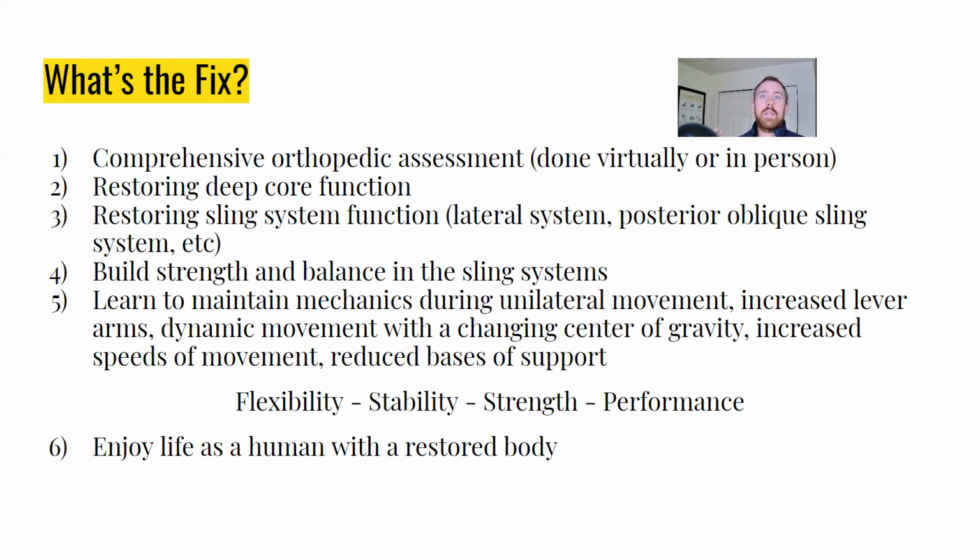Now, the last step of the formula here, and you can see down here at the bottom: flexibility, stability, strength, and performance. That is the 1, 2, 3, 4 success formula. The last piece of that is the performance phase. Flexibility is done through stretching, based on your spinal and hip presentation, right? Then you look at stability. So you restore deep core function, and then you build some strength on top of that by giving yourself some exercises to target those sling systems. And then we're going to be looking at performance.